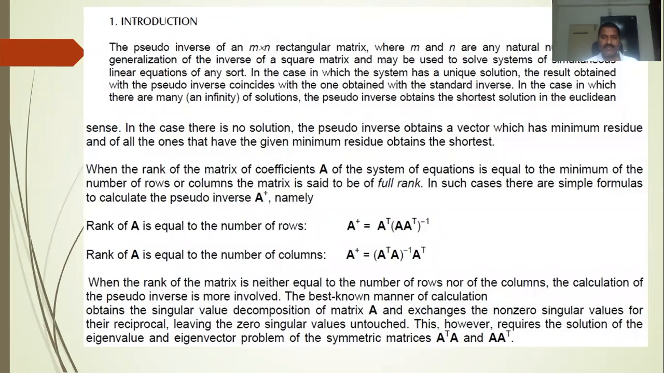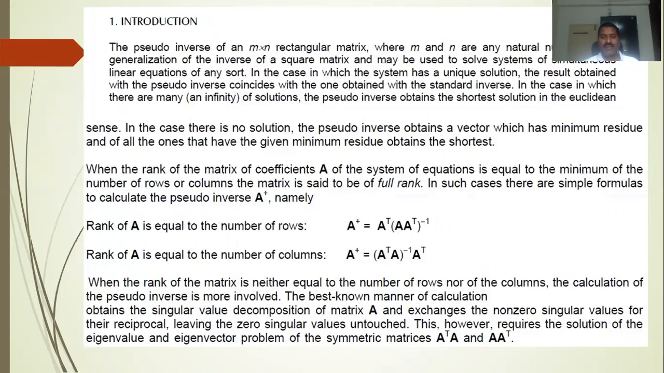If A is an m by n matrix and the system has a unique solution, then the pseudo inverse coincides with the regular standard inverse. Then A inverse equals A plus. The problem is if it has infinitely many solutions or if it has no solution. In the case where it has no solution, the pseudo inverse is obtained by taking the minimum Euclidean norm. That's the one we choose as the best solution.